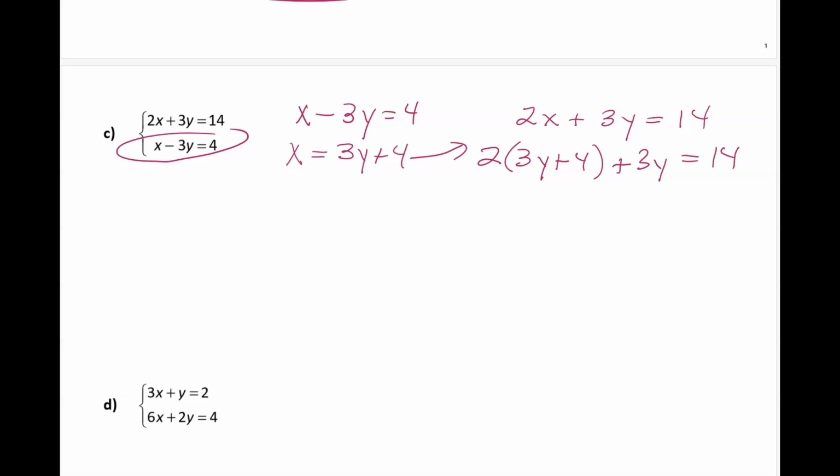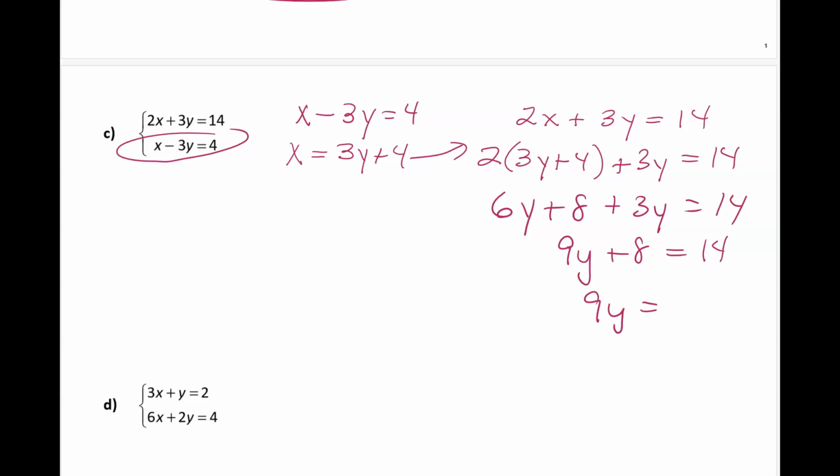Remember to copy everything as you go from one line to the next. So now distribute: 6y plus 8 plus 3y is equal to 14. So now I've got 9y plus 8 is equal to 14. Subtract off that 8, and we've got 6. So y is equal to 6/9, or 2/3 when we reduce that fraction.